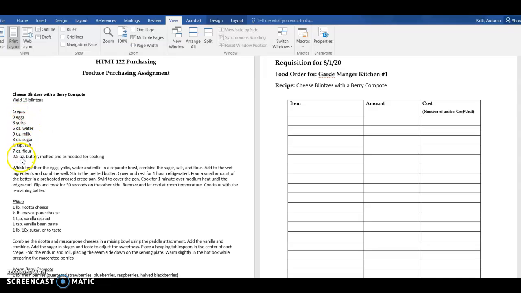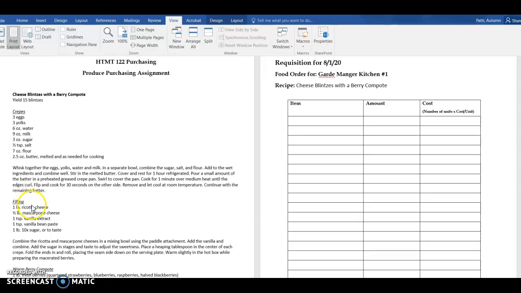To make the crepes, a cheese blintz is a crepe that's cooked on one side, filled, rolled, and served. So here we have, to make the crepes, 3 eggs, 3 yolks, and all the ingredients required, including this butter melted and as needed for cooking, which does mean that there could be some additional needed here. So we'll remember that when we're building this food order.